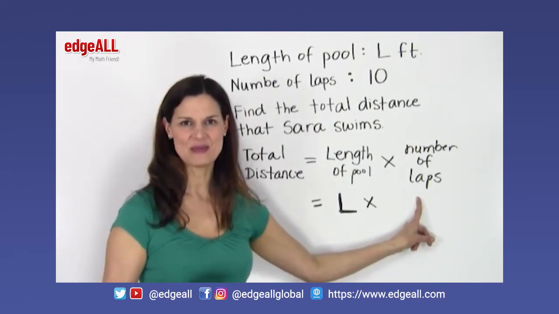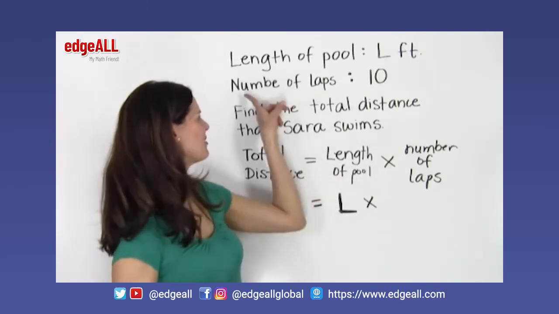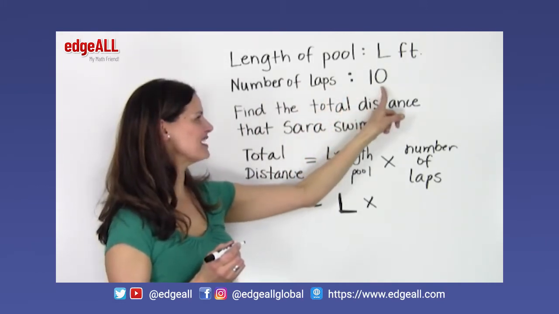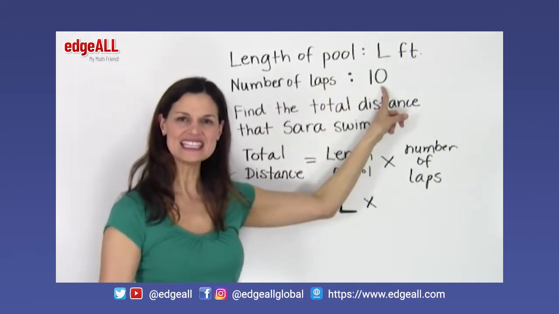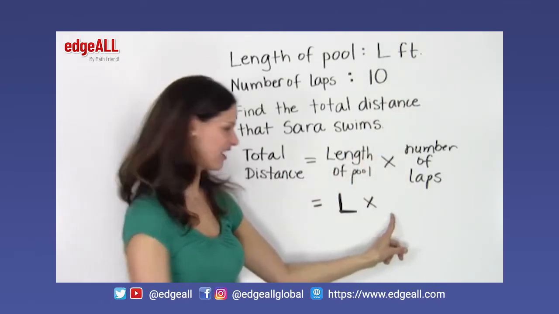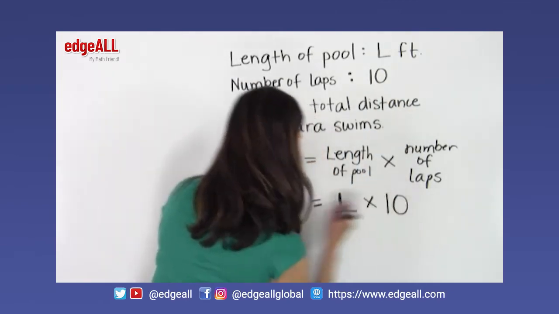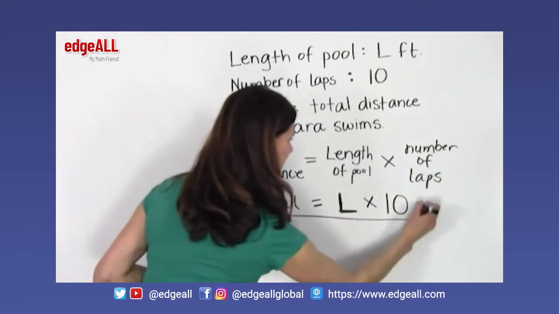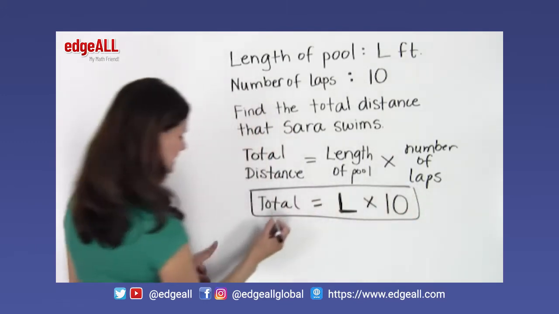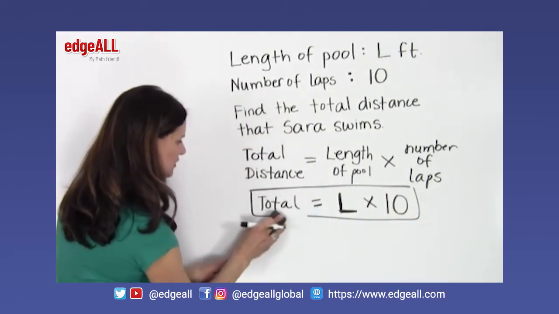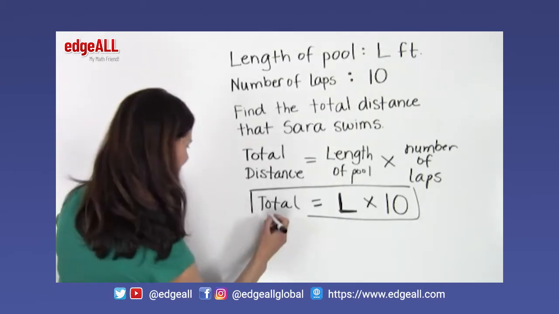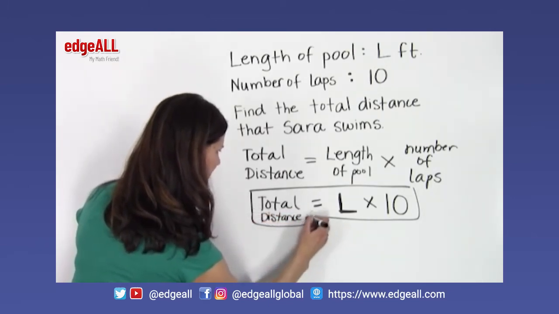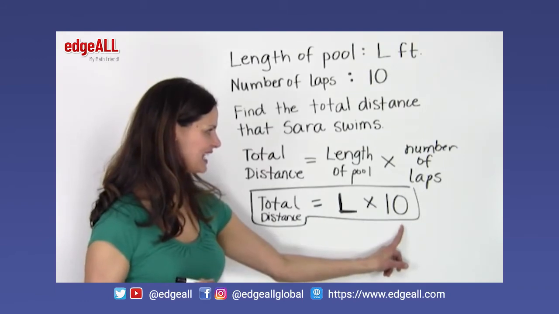In this case, the number of laps is a known number. We know that the number of laps that she swam is 10. So I can simply take this 10 and plug it in down here. And now I have a simple algebraic expression to represent the total distance, and I should probably write the word distance here so that I know that the total isn't a price or something like that. It's a total distance, and it equals L times 10.